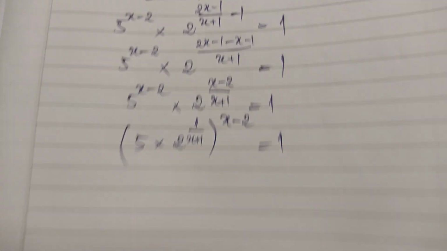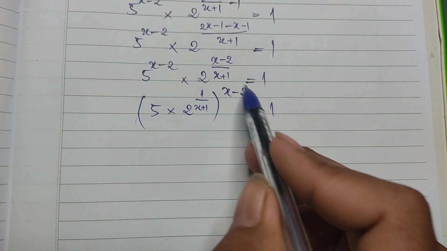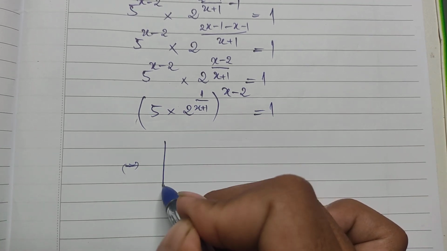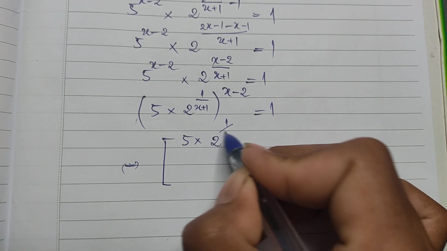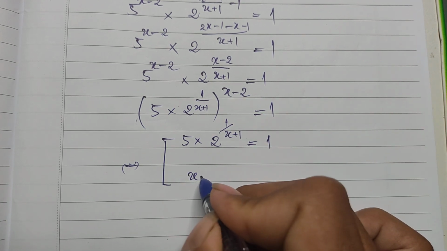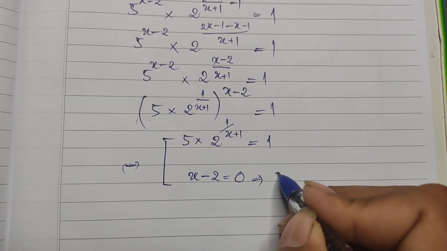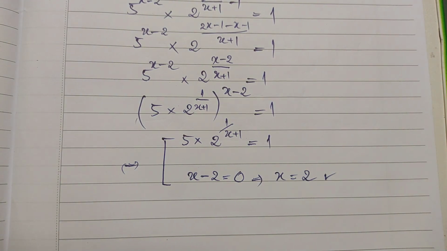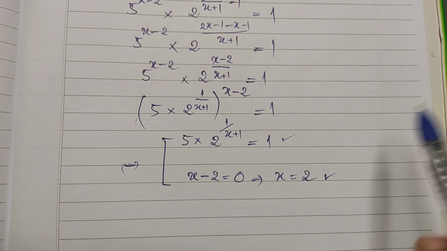And now to solve this equation, I can say the base equals 1 or the exponent equals 0. So we get 5 multiplied by 2^(1/(h+1)) equals 1, or h minus 2 equals 0. And we can find h equals 2. And so we can find one value of h equal to 2. And from this equation we can find the other value of h.